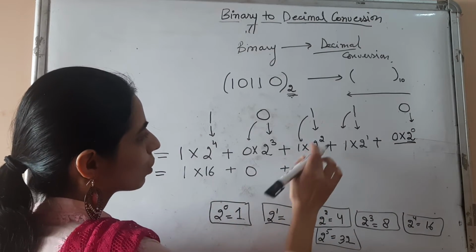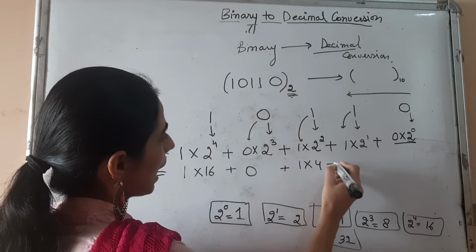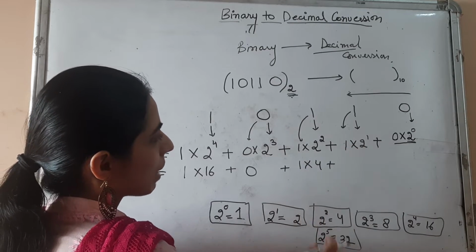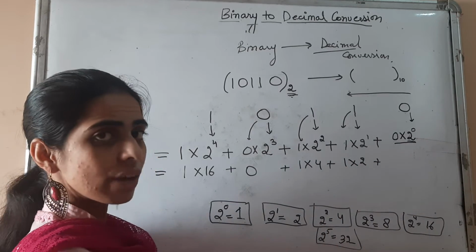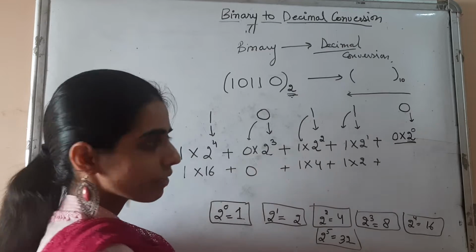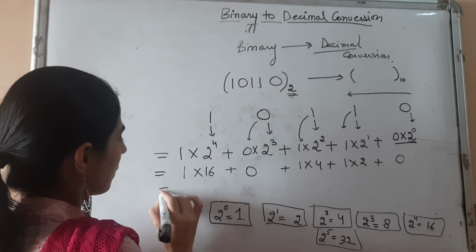So plus 2 to the power 2, it is 4. So we'll write 1 into 4 plus 1 into 2 to the power 1. It remains 1 into 2 only. And again we have a 0, so we will not waste time solving it. We will simply write a 0. This would make our work simpler.